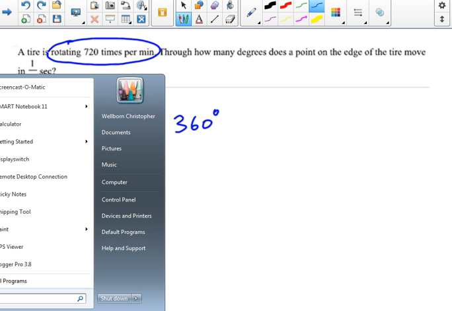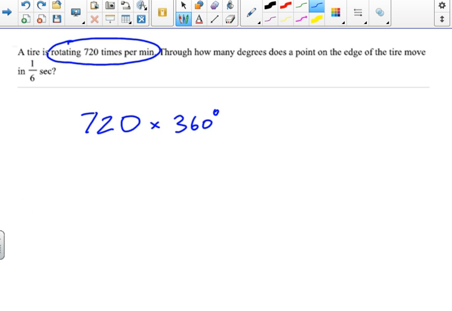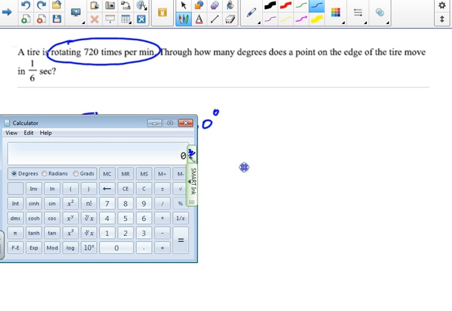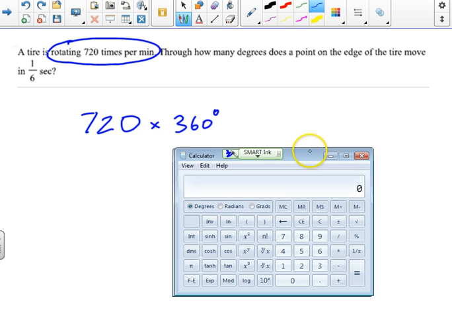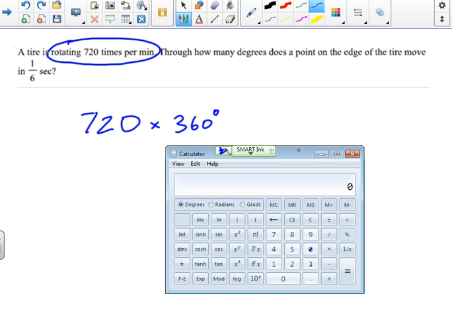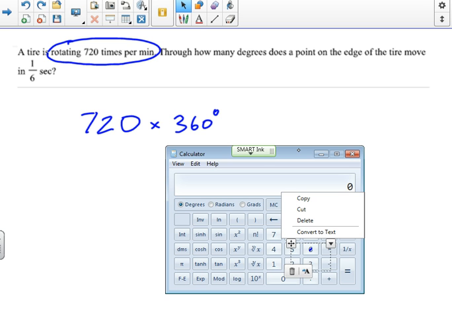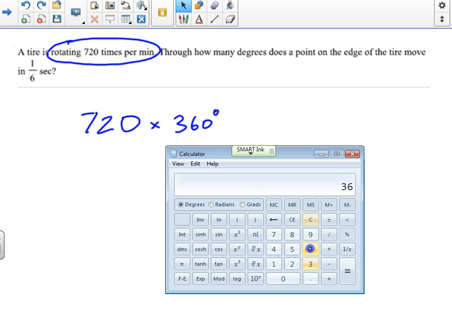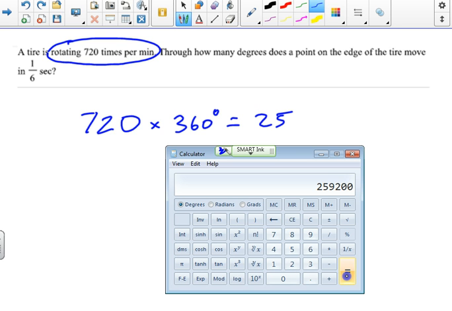So if I do 360, that's not what I wanted. This is. If I did 360, okay, we're getting there. How many times do you think I'm going to do that before I remember not to do that? All right, delete. So 360 times 720. That means the tire goes through 259,200 degrees per minute.